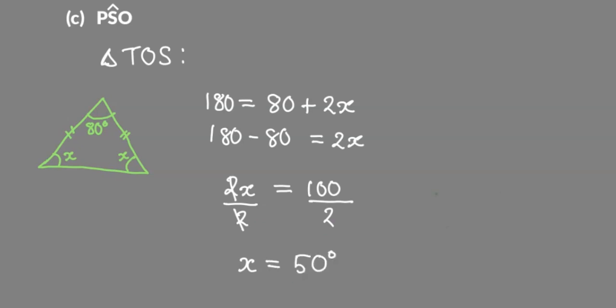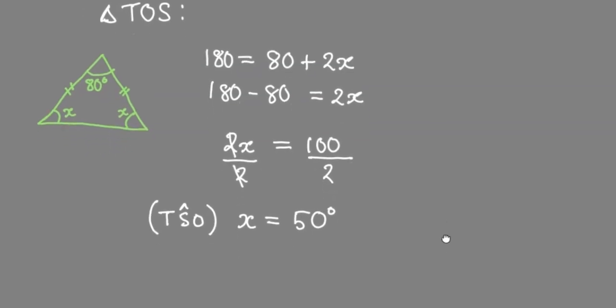Now, this is not our final answer. This angle we found is just angle TSO. So we can label it somewhere. This 50 is angle TSO. We can just say TSO here in brackets so that you can easily identify this when revising. And then what we're going to do here is subtracting the 10 that we earlier found.